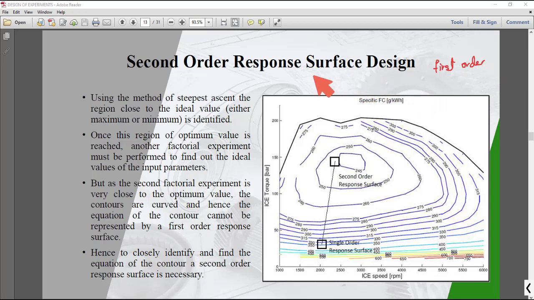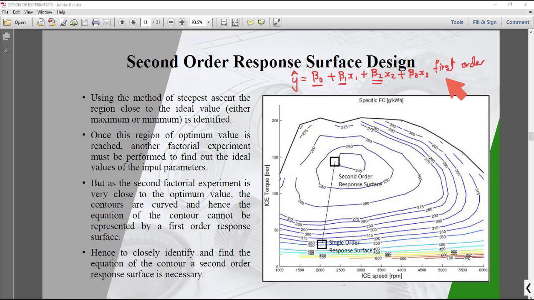What was the formula for the first order response surface model? The formula for the first order response surface model is y is equal to beta 0 plus beta 1 x1 plus beta 2 x2. What does this mean? This is the intercept, this is the coefficient of the variable x1, this is the coefficient of the variable x2. Over here we are considering only two factors, right? If there was a third factor, then there would be an additional term, beta 3 x3, right? And so on for more factors. So this is a first order response surface design.